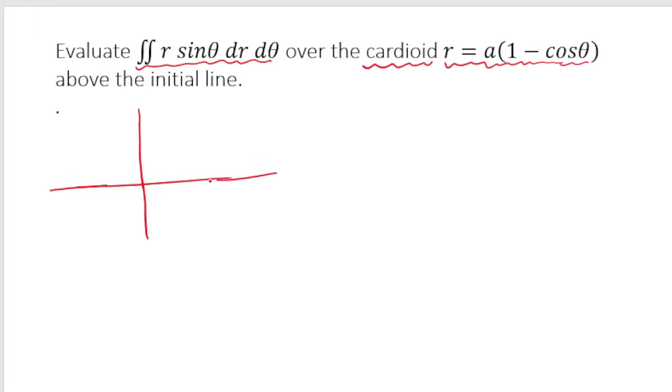So this line actually in polar coordinate is known as the initial line, right? And if you take theta is equal to 0 here, you will get r is equal to a, right? Sorry, theta is equal to 0, so you will get r is equal to 0, means you will get this point. And if you take theta is equal to pi, so r is equal to 2a, right? So at theta is equal to pi, r is equal to 2a. So the curve actually looks like this. This is how it will look like.